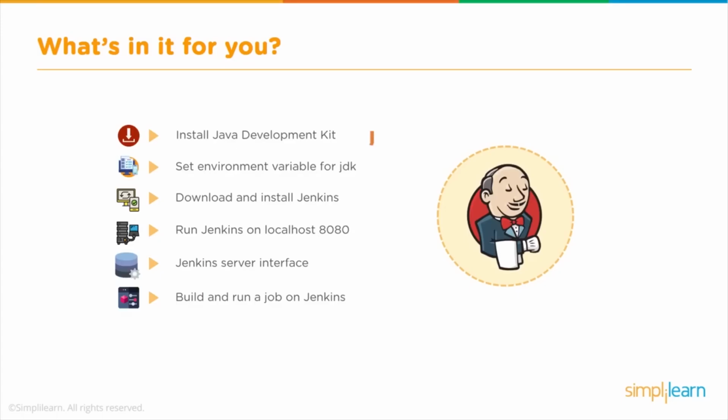First, we'll see how to install Java Development Kit. JDK is one of the prerequisites you need in order to run Jenkins. Then, we'll set up the JDK path in the environment variable. After that, we'll see how to download and install Jenkins on Windows. Once that's complete, we'll run Jenkins on localhost 8080, which is the default port for running Jenkins. Then we'll have a glance at the Jenkins server interface and look at some of the features present on Jenkins. Finally, we'll learn how to build and run a job in Jenkins.